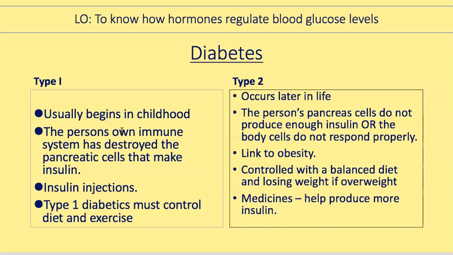Now, it can be controlled with a balanced diet and the loss of weight, if overweight. So doctors will often tell people who have type 2 diabetes that they need to lose weight. This will help them to manage the diabetes and sometimes to reverse it. Type 2 patients may also take medicines which can help the body produce more insulin.